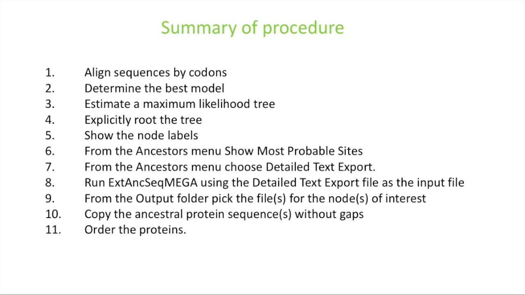So we can summarize the process as the first step is to align the sequences by codons. That's crucial. Don't align by DNA, align by codons. Then determine the best model to use, estimate a maximum likelihood tree, explicitly root that tree using an outgroup, then on the tree show the node labels. From the ancestors menu, choose show most probable sites, and then choose detailed text export and save a file. Then you run the extantseek MEGA program using the detailed text export file as the input file. From the resulting output folder, pick the files for the nodes that are of interest to you. Copy the ancestral protein sequences without gaps, order the proteins, and eventually pay a very large bill.